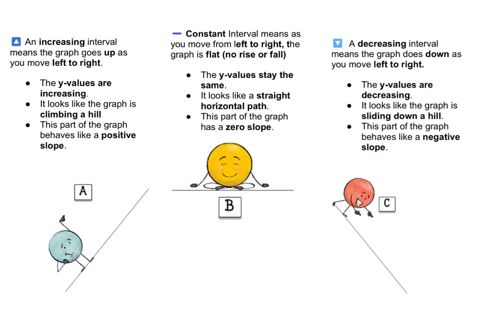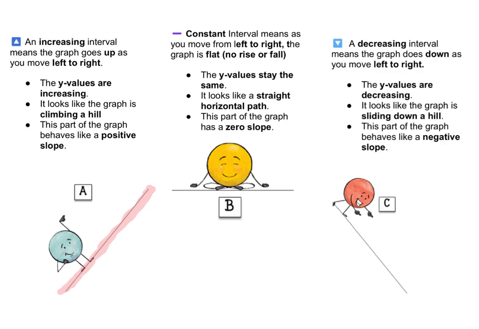So think as we read from left to right. Left to right, we are going in the upward direction. Think like we are climbing a hill. This is also considered a positive slope. So this means that the y values are increasing.